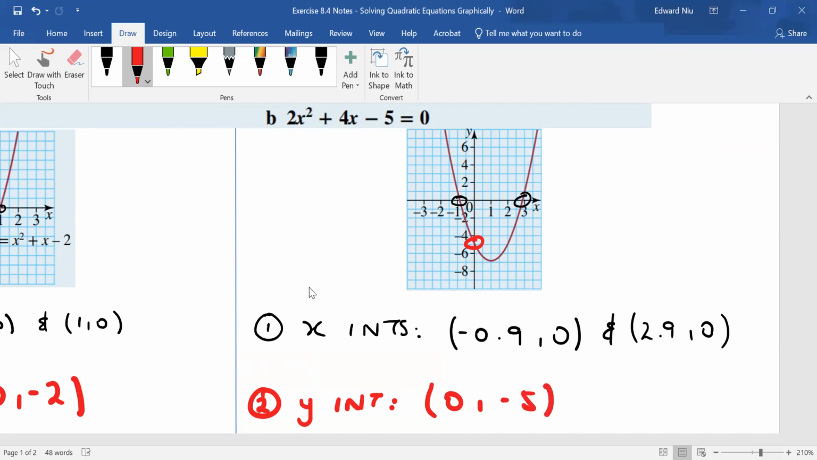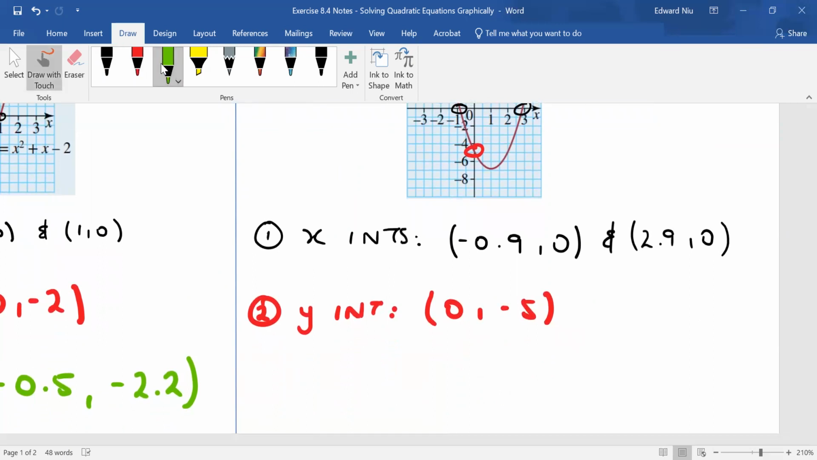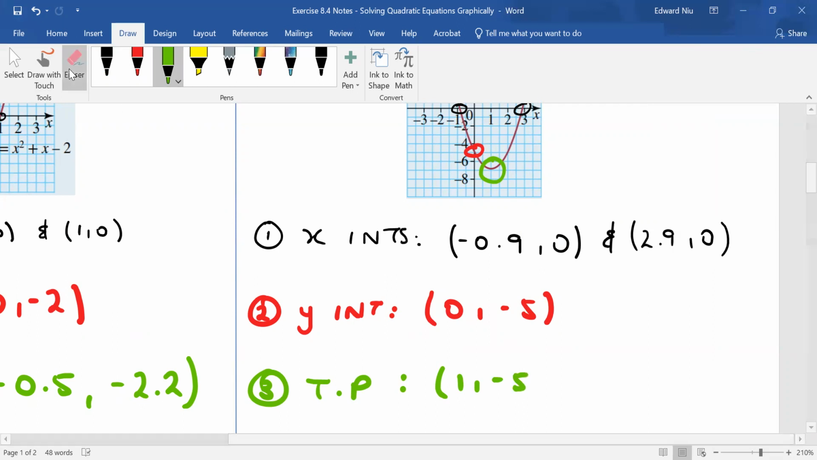Okay, remember the x value is always 0 on the y-axis. And then lastly, the turning point. That looks to be at 1 and -6.9. So turning point, TP, is 1 and -6.9.